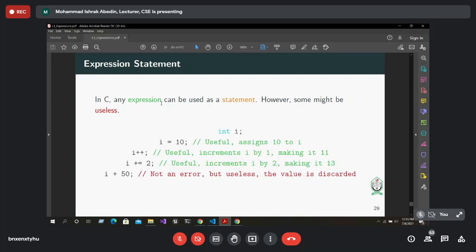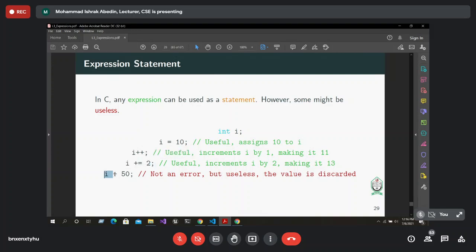So finally, the last topic, that is expression statement. Any C expression can be used as a statement, like i = 10. This is fine. i++ is also fine. All of these are fine as statements. However, i = 10 is a useful statement. Why? We are storing the value 10 inside the variable i, and we can use it later. With i++, we are incrementing the existing value of i by 1. It becomes 11, and we can still use it. With i += 2, we are incrementing it by 2 again, and it will now become 13, and we can still use it.